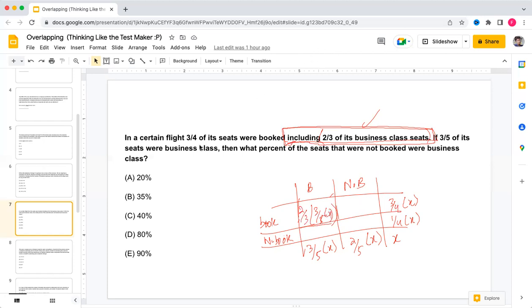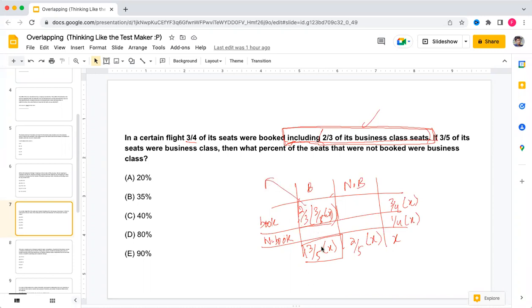See, you have a total of 3/4 of seats, right? And in those seats, 2/3 of the business class seats are included. Business class seats are a total of 3/5 of X, and its 2/3 are included in the booked seats, which are a total of 3/4 of X. Now again, if you want to proceed using the variable, that is a bit difficult. So why not try this and assume some value? So what is this thing?